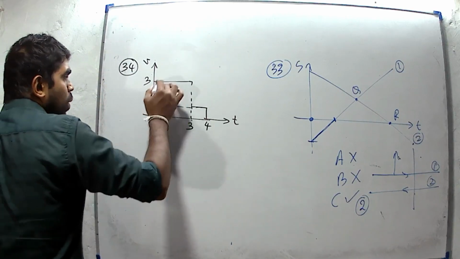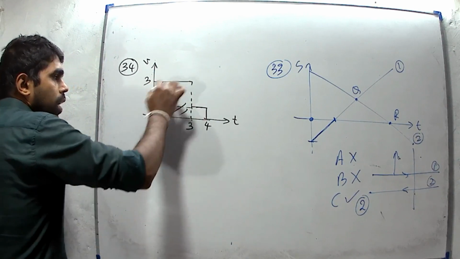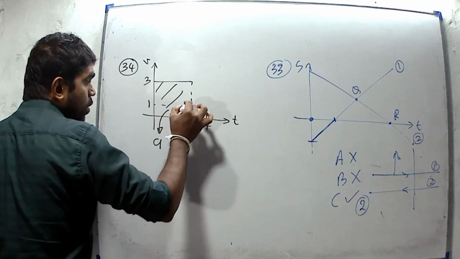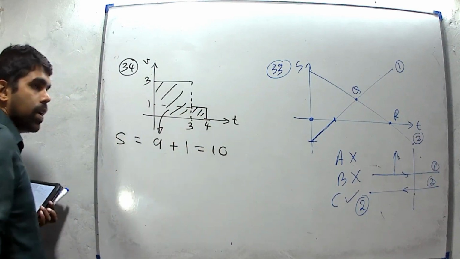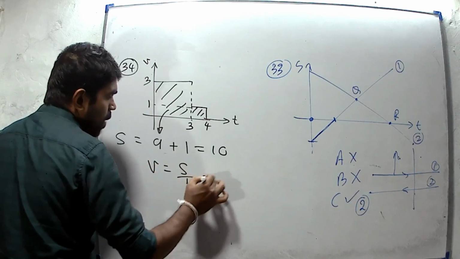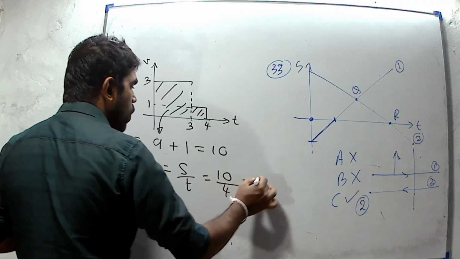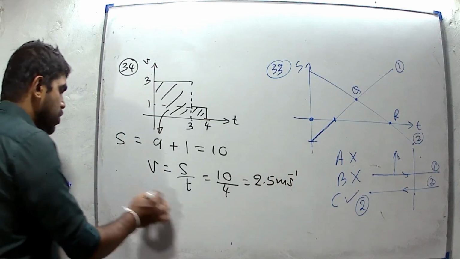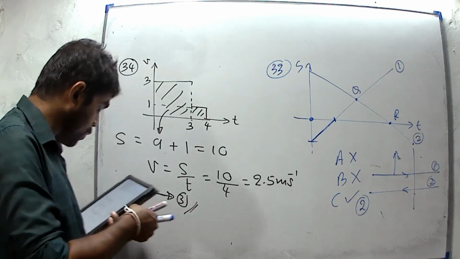Then we can consider total distance. The area of this part represents distance for this graph: 3 into 3, 9, plus the area of this part, 1 into 1, 1. Total distance is 10. Then average velocity is total distance divided by total time, 10 divided by 4, 2.5 meters per second. Then the third answer is the correct answer for question number 34.